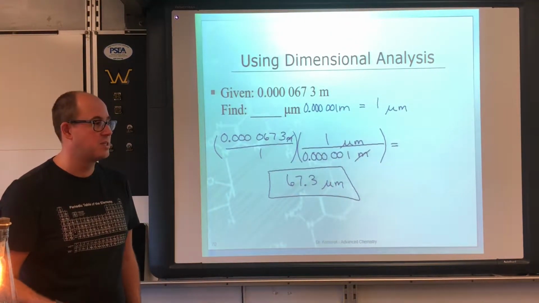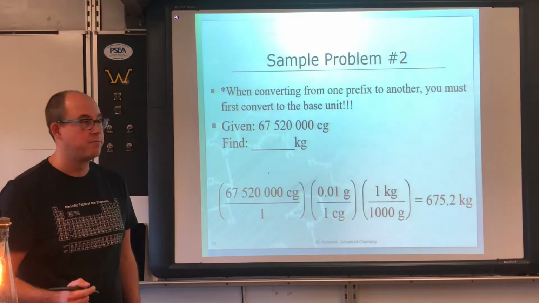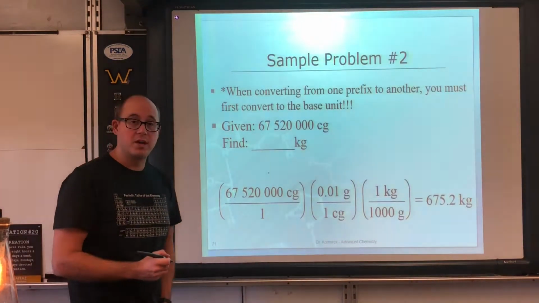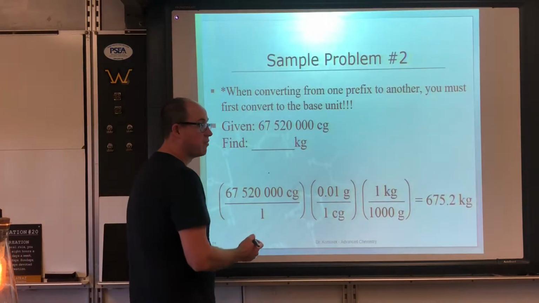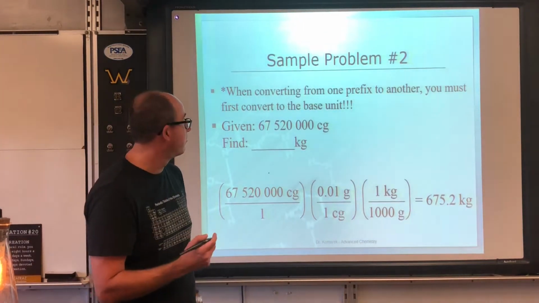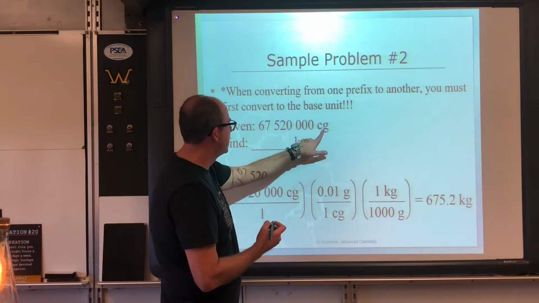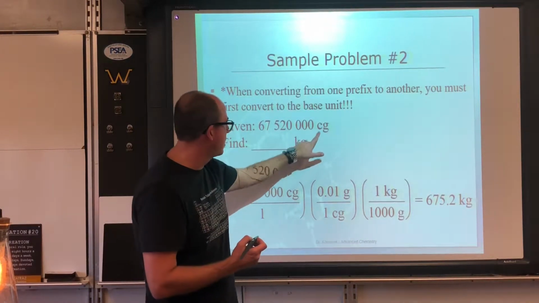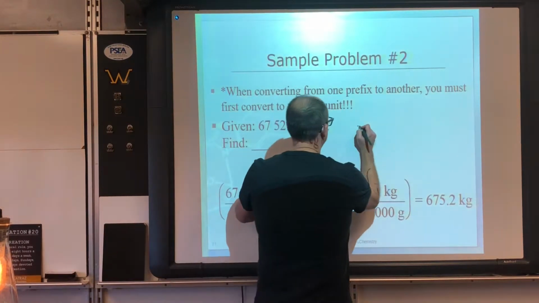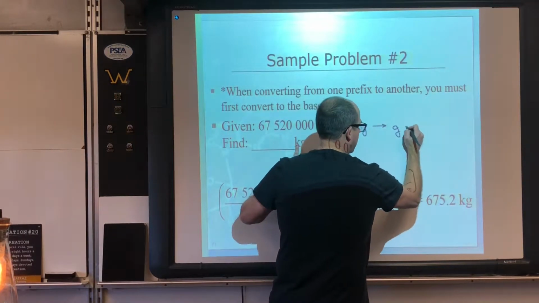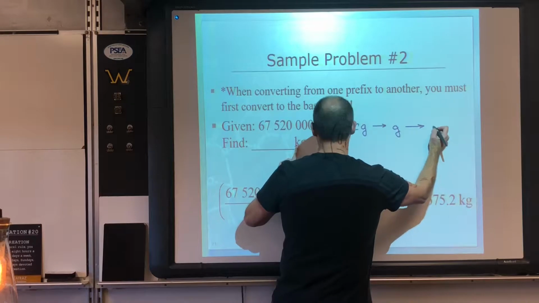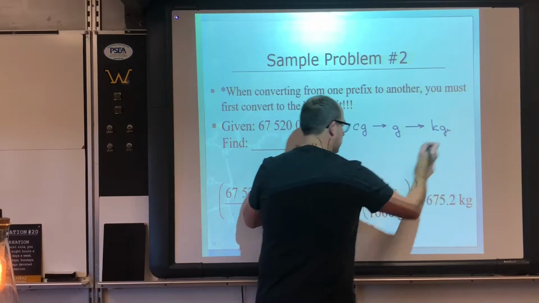Now all of these so far have been only 1 conversion factor. On the next slide we see ones that are a little bit more involved. Whenever we're converting from one prefix to another prefix, you must first convert it to the base unit, so it becomes 2 conversion factors. So in this problem, centigrams cannot go right to kilograms because they're both prefixes. So centigrams has to be converted to grams, and then grams is converted to kilograms.